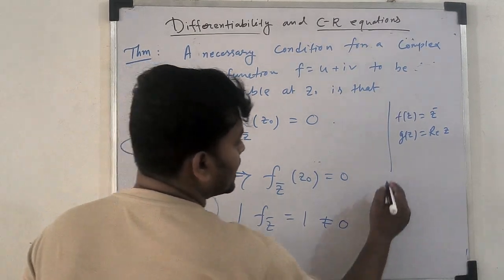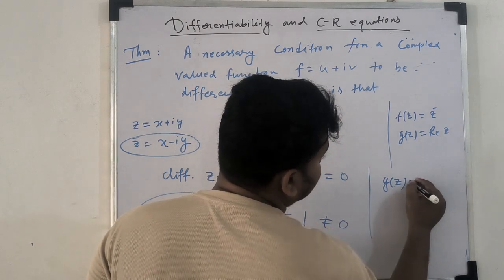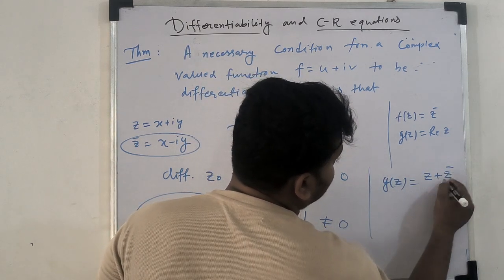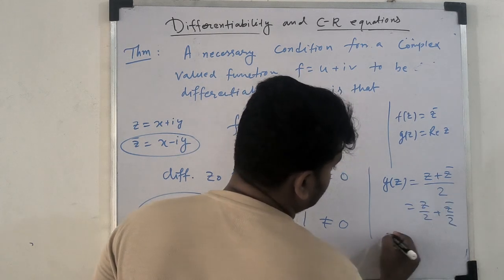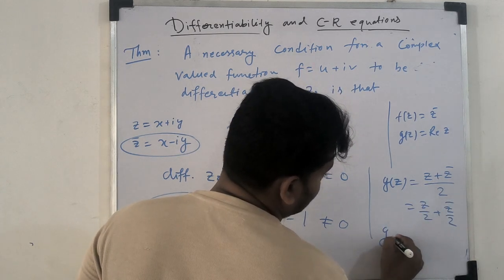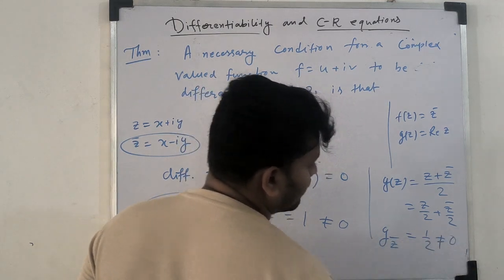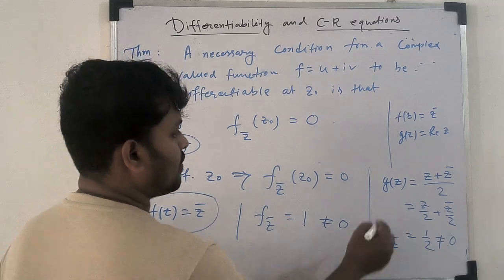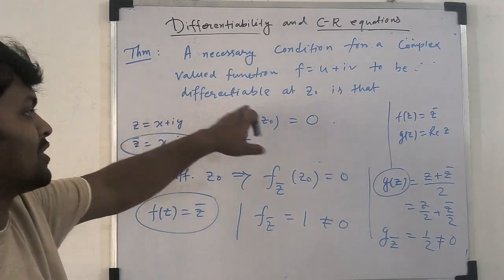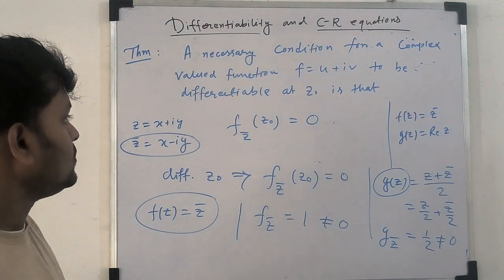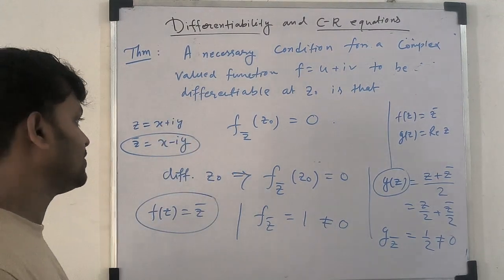Okay. Similarly, g(z), that is real z, can be written as z plus z bar divided by 2, that is z by 2 plus z bar by 2. So the derivative of g with respect to z bar will be 1 by 2. This is never equal to 0 for any point, so this function is also not differentiable. So this theorem is used for a special type of function to check that the function is not differentiable.